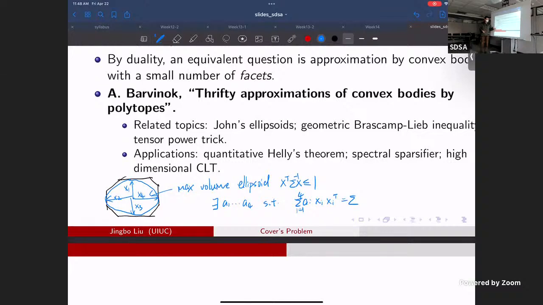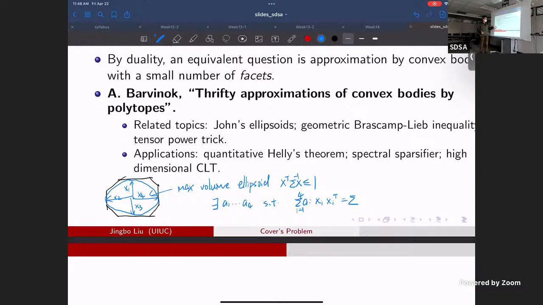So that is how the tensor power trick is used. Using this tensor power trick, you can lift the problem to a higher dimension. So then you can get another extra parameter so that you can get a trade-off between the approximation level and the number of vertices.